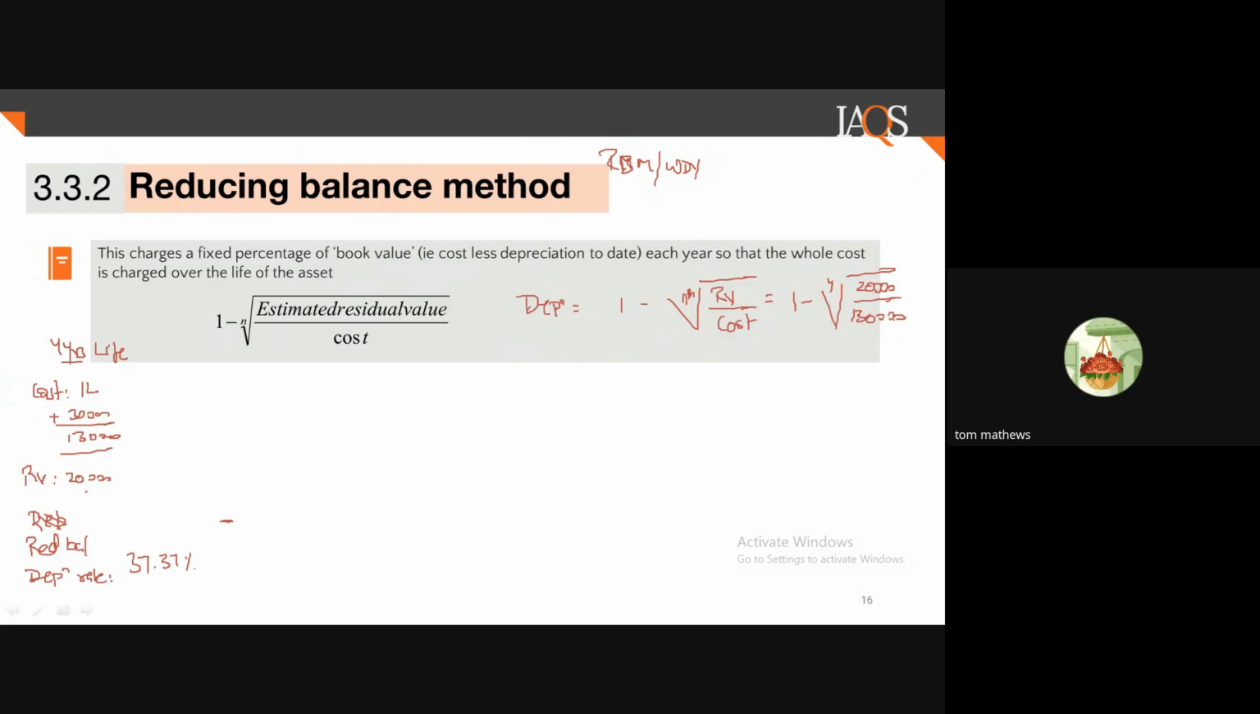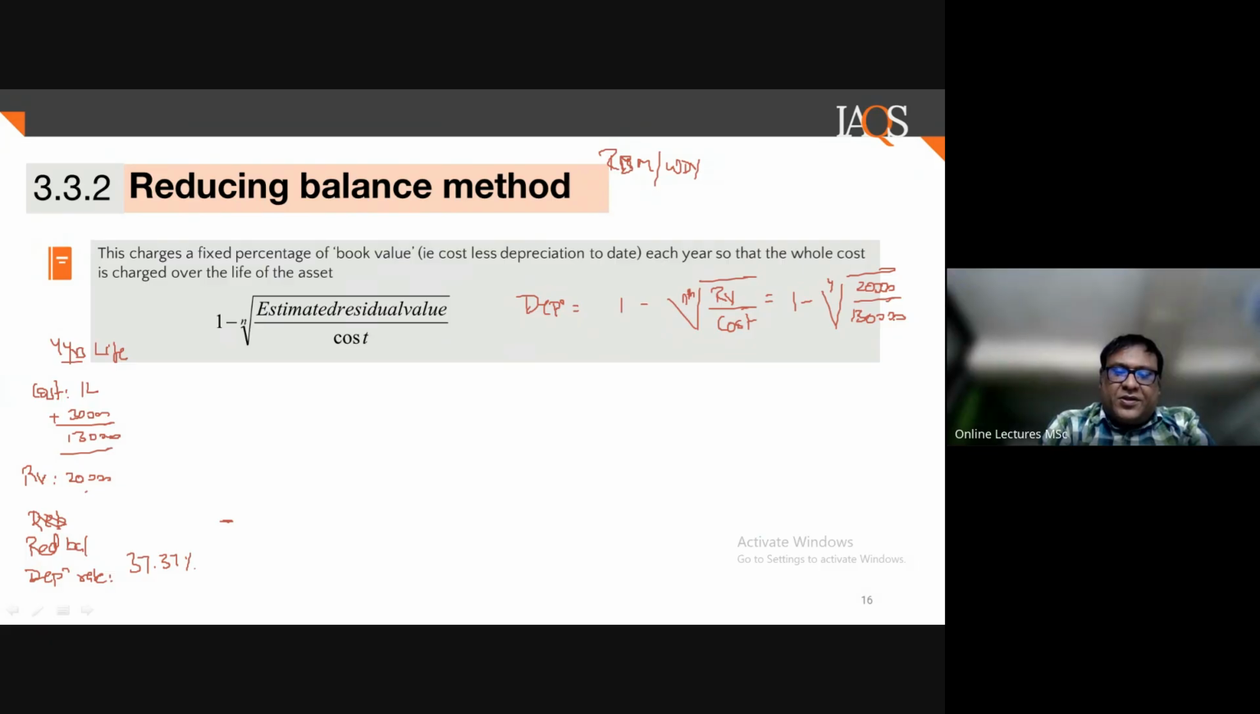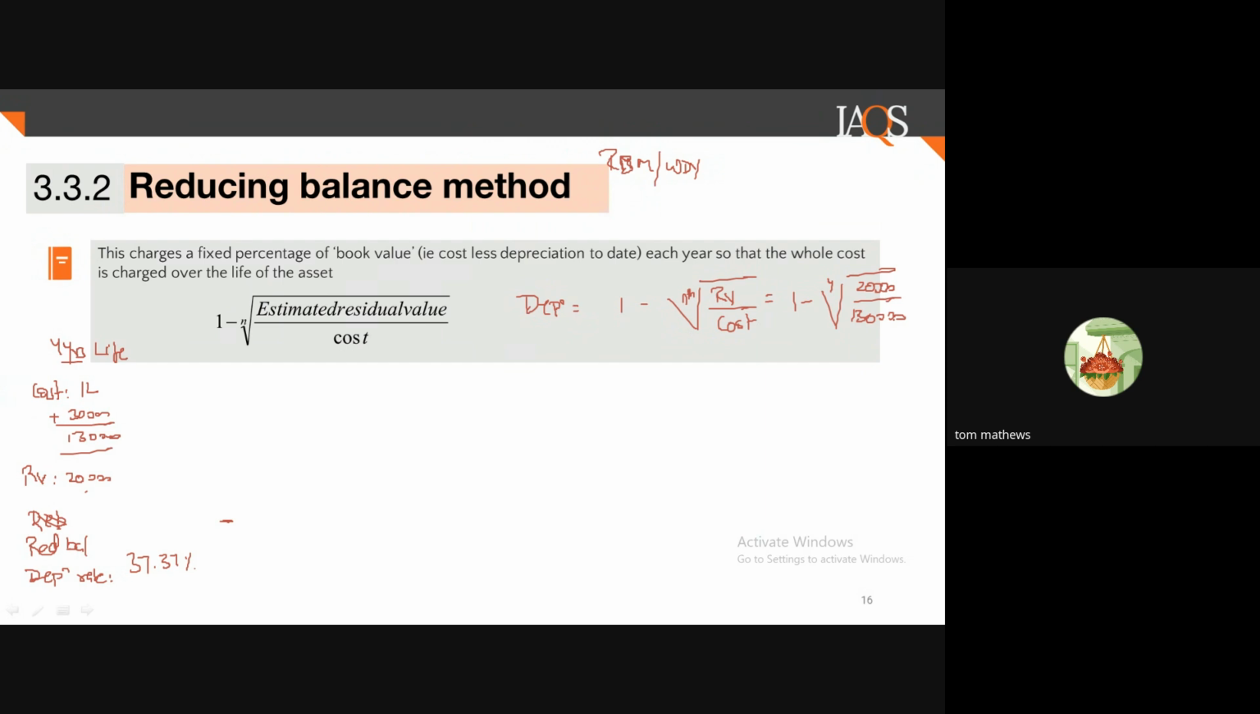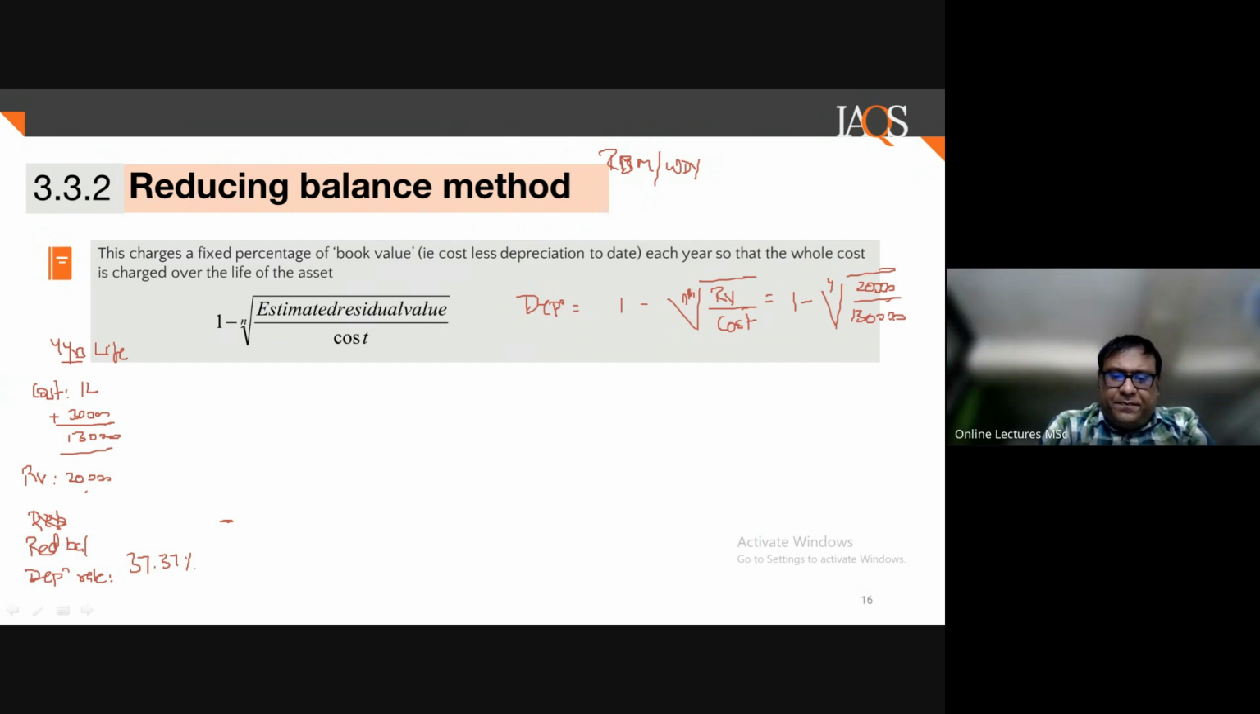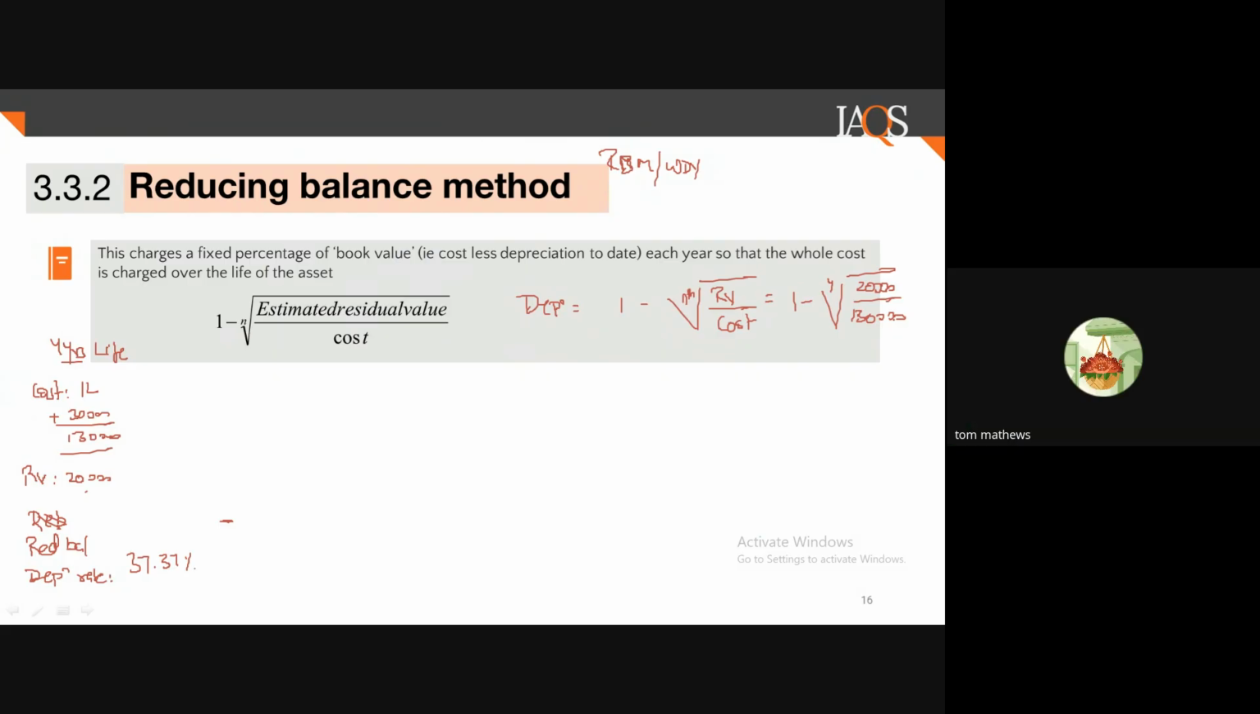It is 0.3737, that is 37.37%. Tom, are we comfortable? No doubts, right? No.